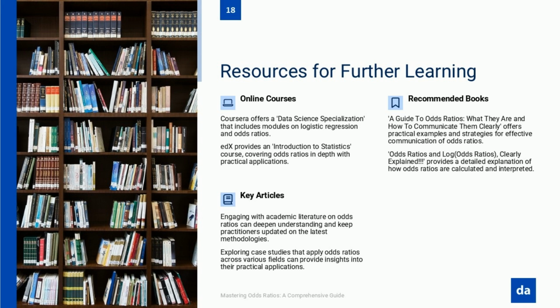Scholarly journals in statistics, epidemiology, and data science often publish articles that push the boundaries of odds ratio analysis and its applications. While these papers can be challenging, they offer insights into cutting-edge techniques and novel approaches that you might not encounter in more general resources.